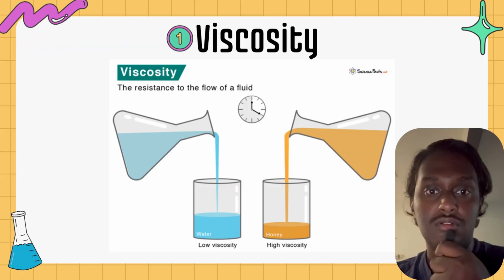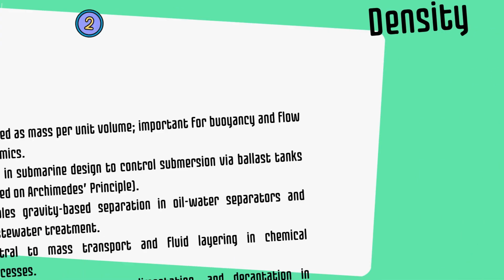This is to show the difference between the viscosity of two materials. As we can see, honey takes longer to drop into the beaker than water because it has a higher viscosity.